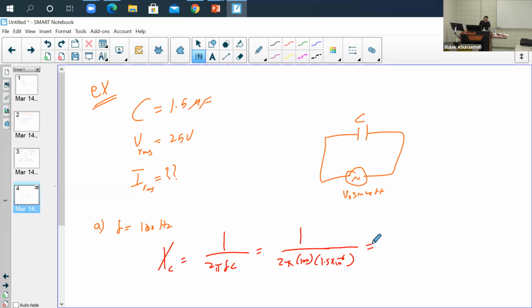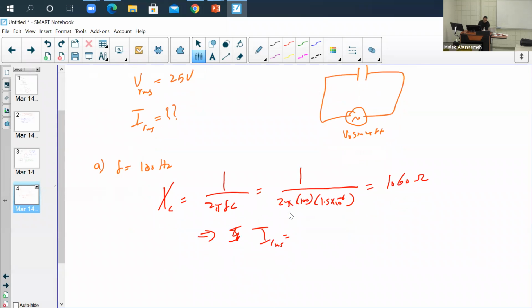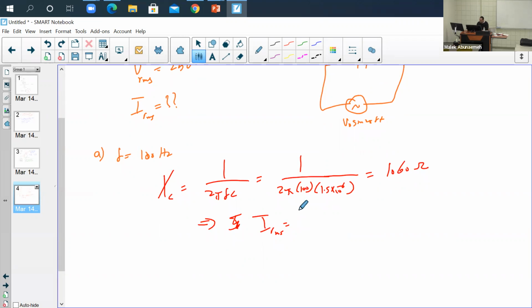And we should get 1060 ohms, which means that your root mean square current is going to equal your VRMS over your capacitive reactance, which is going to equal 25. This whole 25, already got it. Divided by 1060. So you should get 0.0236 amps.